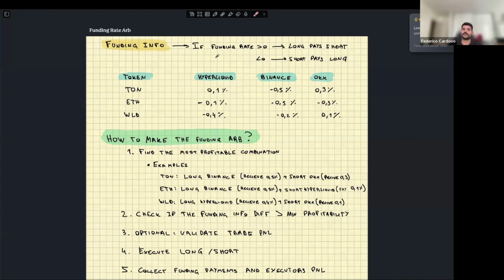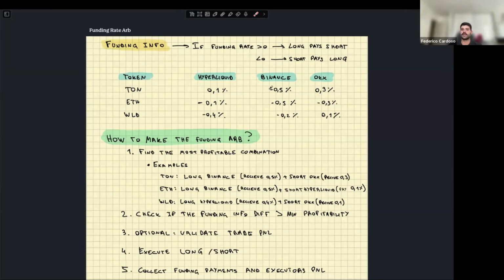So if the funding rate is positive, the traders that are long will pay the short. And if it's negative, the short will pay long. For example, in this case, if we're talking about TON, if it's negative, long pays short. So in this case, we would like to go short on Binance because it's the one that pays the most, right? It's going to pay 0.5. And for these that are positive, 0.1 and 0.3, the short will pay long. So we would like to go long in one of these combinations.